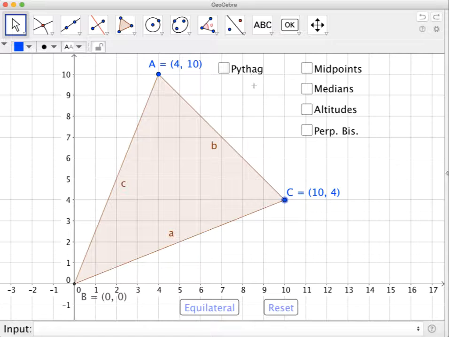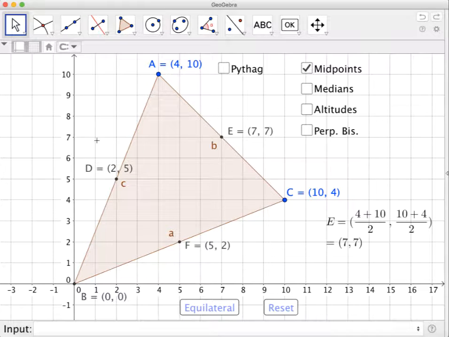So let's take a look at a couple aspects of this triangle. For the first thing, we have three sides, these three segments here. We have segment a, which is opposite vertex A. We have segment b, which is opposite vertex B, and we have segment c, which is opposite vertex C. Okay, let's look first at the midpoints of each of our three sides.